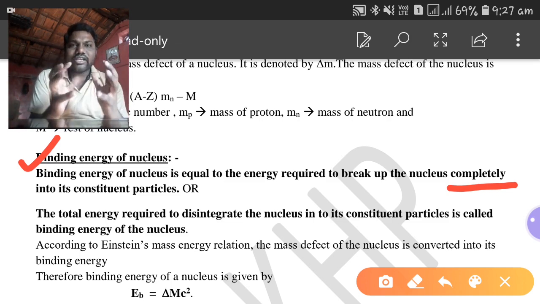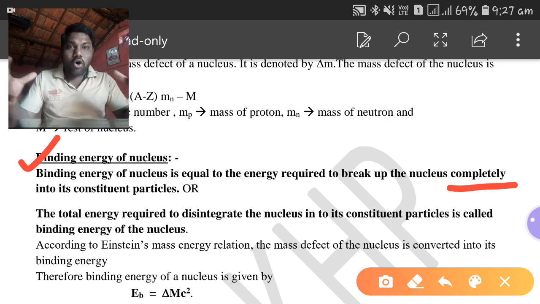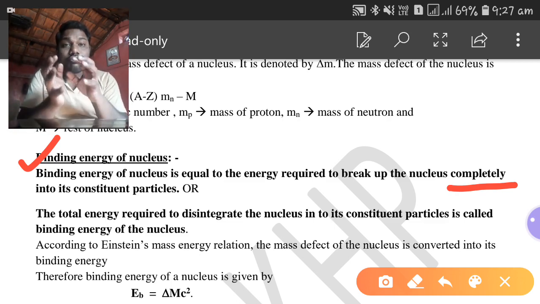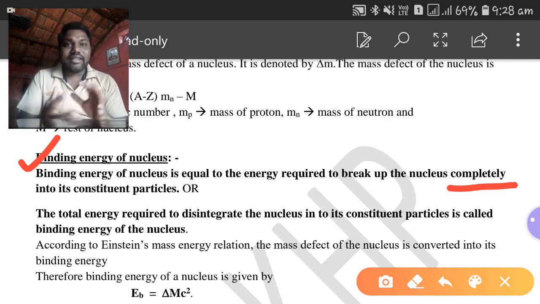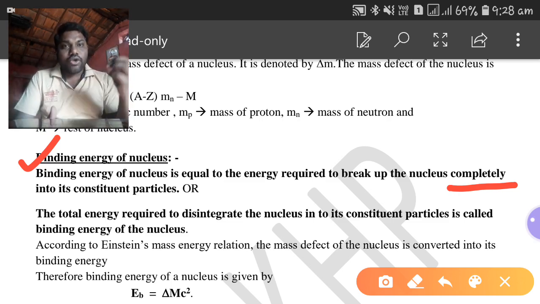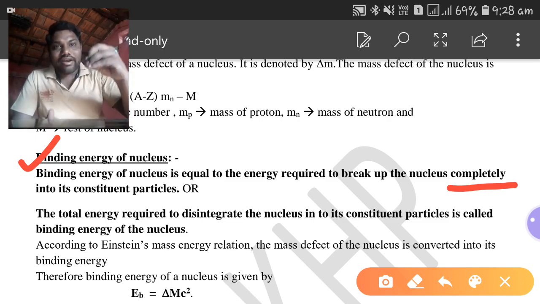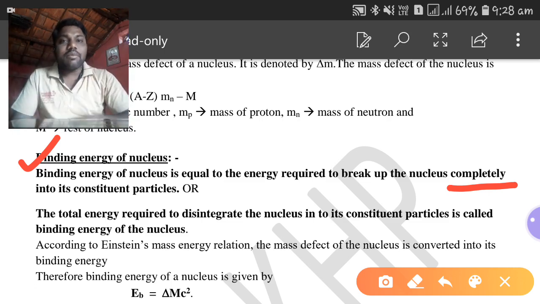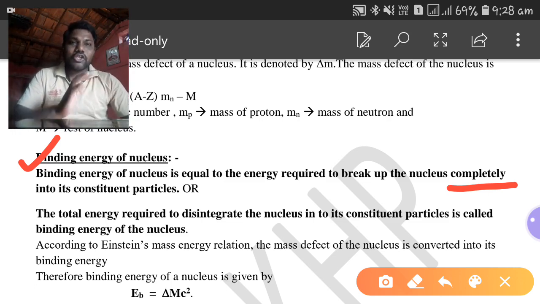The nucleus contains protons and neutrons, and all these nucleons are tightly bound with each other. There will be an attractive force, and they are attracted with some amount of energy. To separate these nucleons, we have to apply some amount of external energy. And that required energy to separate the nucleons from its nucleus is nothing but binding energy. I think you get the idea.